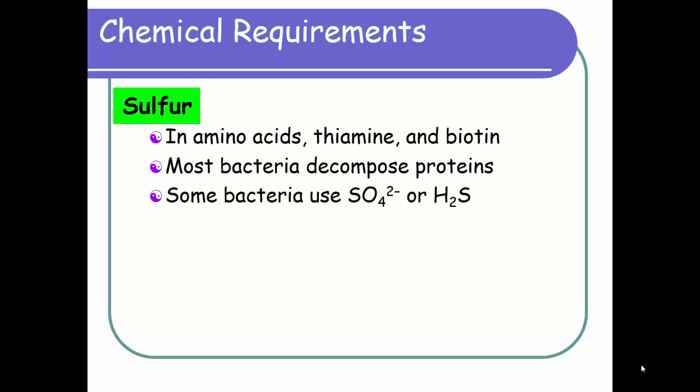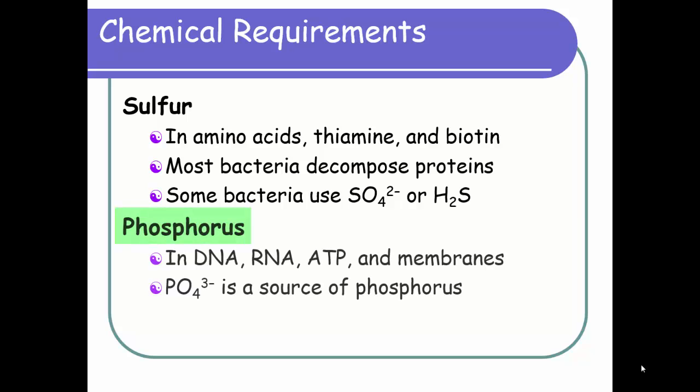Sulfur is also found in amino acids, but found in some of our cofactors and coenzymes, thiamine and biotin, a couple of the B vitamins. Again, since most bacteria can decompose proteins, those that contain sulfur-containing amino acids will release sulfur. Some bacteria can use SO4 or hydrogen sulfide. Phosphorus, where do we find phosphorus? Well, it's found in DNA, RNA, ATP, adenosine triphosphate, and phospholipid membranes. PO4-3 is a source of phosphorus in most cells.